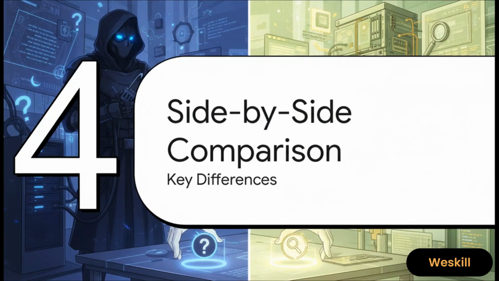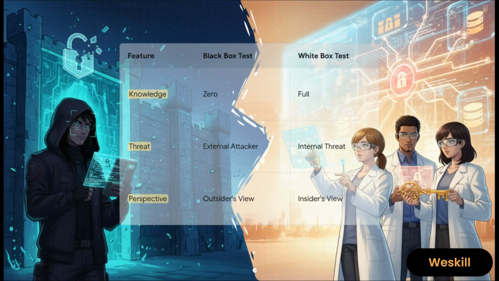Okay, so we've got the outsider attack and the insider view. Let's put them right next to each other and really break down the differences. And this chart lays it out perfectly. Look at the knowledge level. Black box is 0, white box is full knowledge. The threat they're trying to emulate, an external attacker versus an internal threat. It really boils down to perspective. Black box is the attacker's view from the outside, while white box is the inspector's view from the inside. They're asking completely different questions.